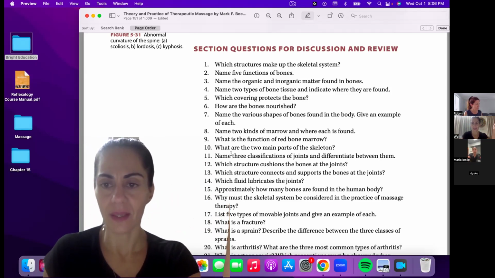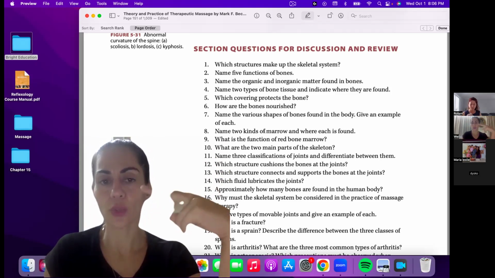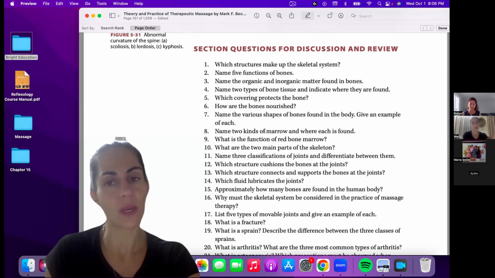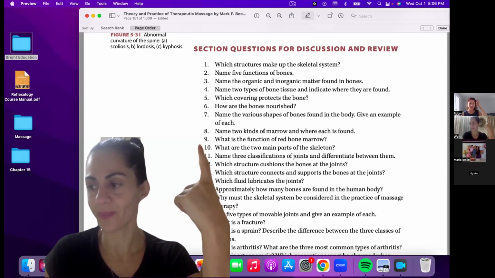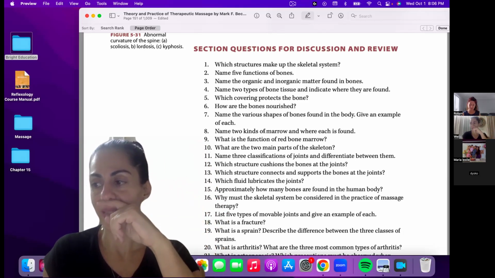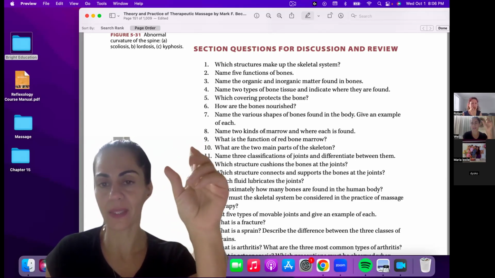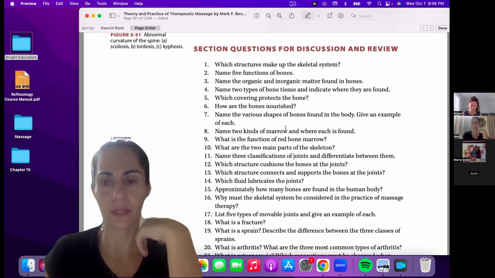Okay, number 8. Name two kinds of marrow, where each is found. So there's two colors, red and yellow. Correct. Where do you find the red? Red is more at the top, and the yellow is in the shaft, right. So in the epiphysis, the ends of the bone, is where you find the red bone marrow, and the yellow is in the center of the diaphysis. Correct.